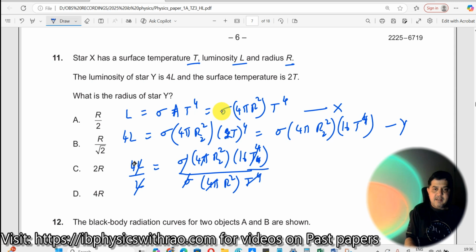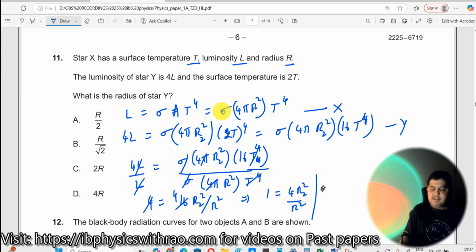So what do I have here? I have 4 is equal to 16 R2 square divided by R square. Four ones are 4, four fours are 16, which means I will have 1 is equal to 4 R2 square by R square. Or in other words, R2 square is equal to R square divided by 4, or R2 is equal to R by 2. So the answer is A over here.